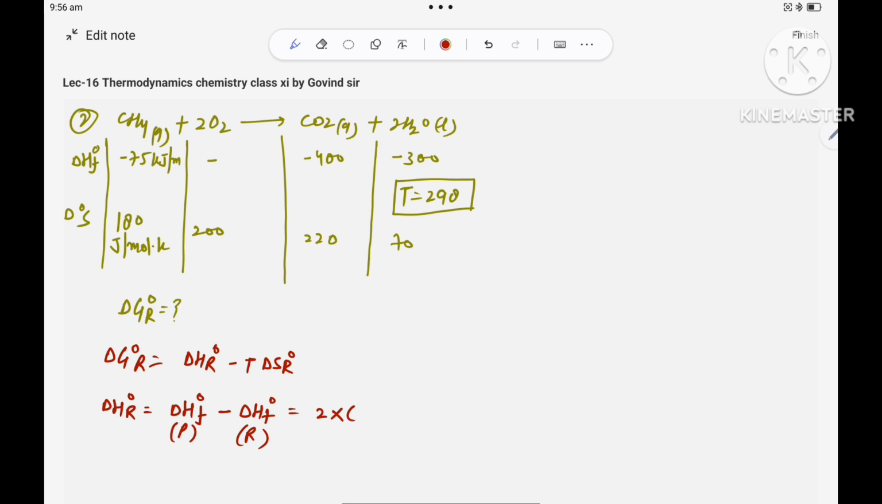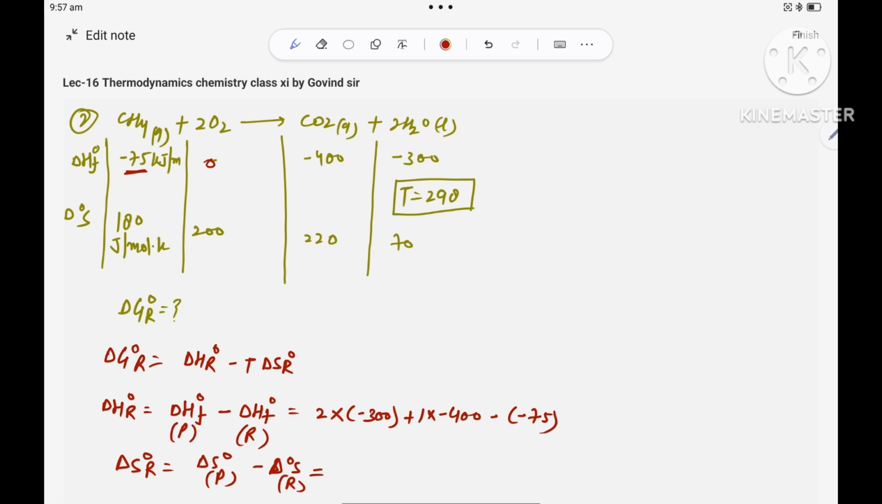So 2 into minus 300 plus 1 into minus 400 minus 75 for this, and here it will be 0. So from here whatever will come you can calculate, and the standard entropy change for reaction is standard entropy for product minus standard entropy for reactant.